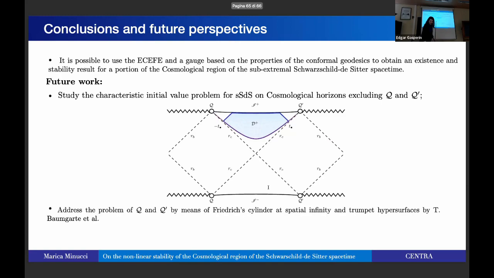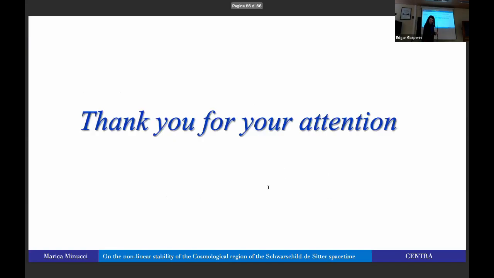And so what I'm going to do with Edgar is try to address these asymptotic points, because it is conjectured that you can use methods that are more typical in the study of the problem of spatial infinity, like the cylinder structure at spatial infinity by Friedrich. Then one can use it to control this region Q prime, maybe have a similar structure as a cylinder for this point, and then eventually use the trumpet hypersurfaces by Baumgarten et al. to try to have an existence and stability result for more than the cosmological region, or at least the cosmological region including the asymptotic. That's it.